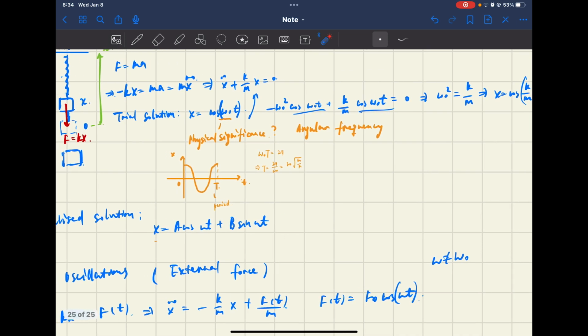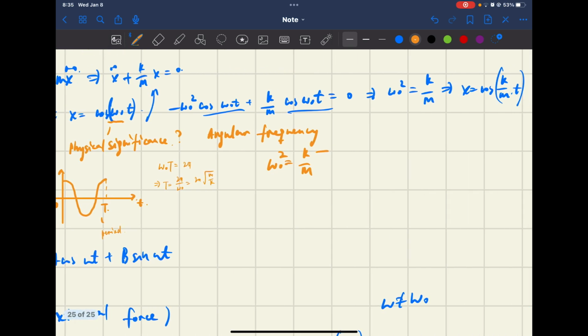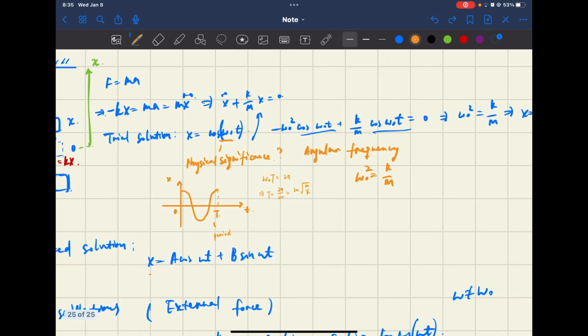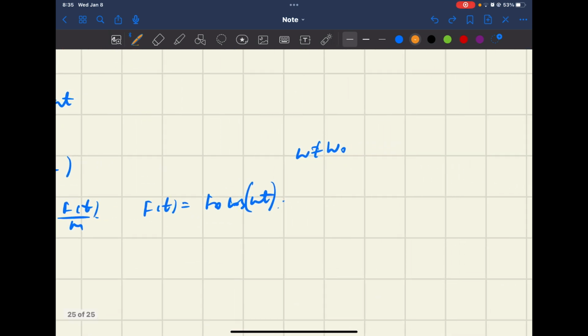You see the angular frequency takes the form omega 0 squared equals k over m, where k is the spring constant in this case, and m is the mass of the block. These two values only depend on the system itself. So now we have to distinguish these two things, and we want to solve for x.